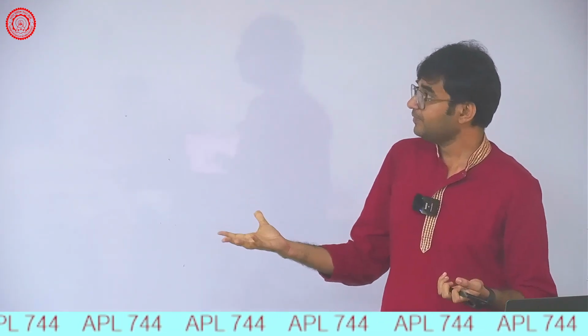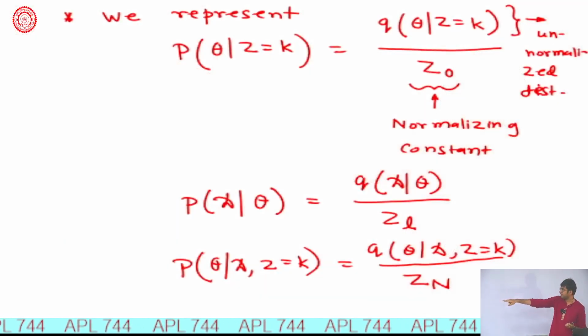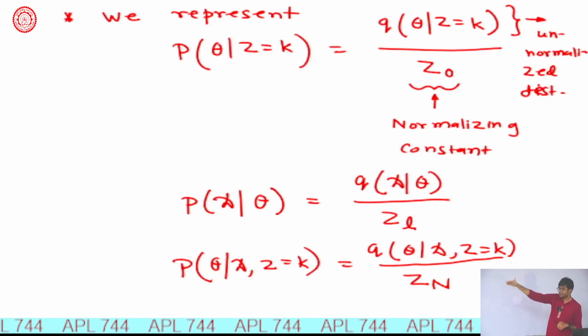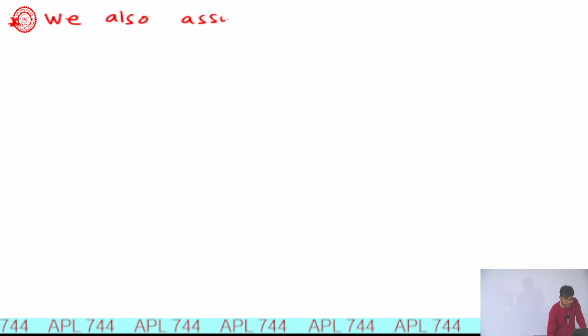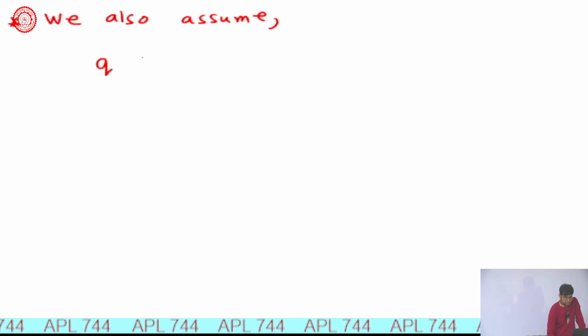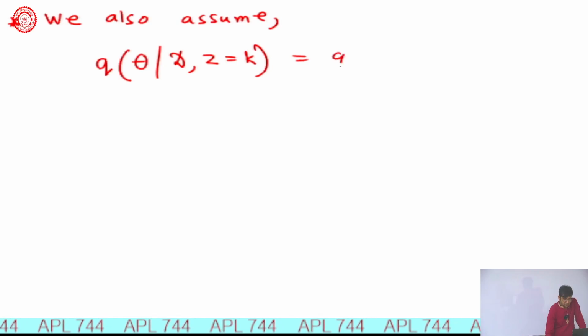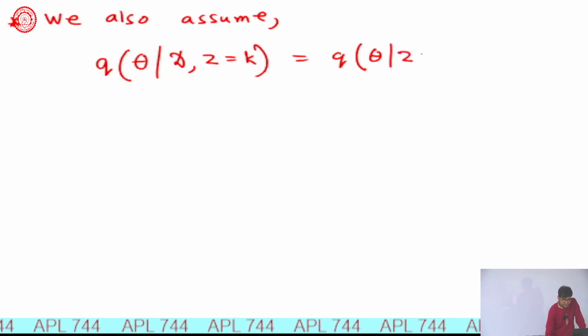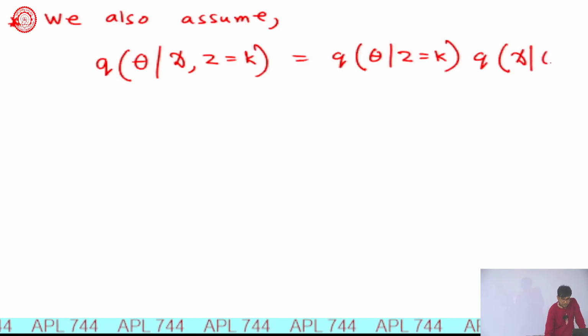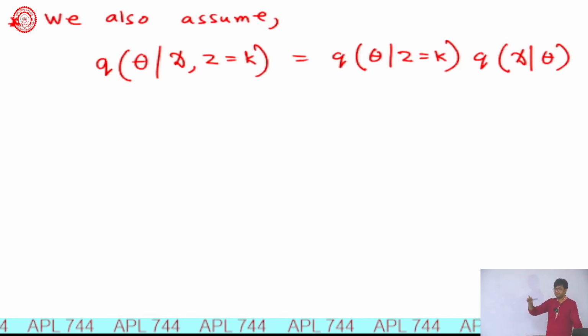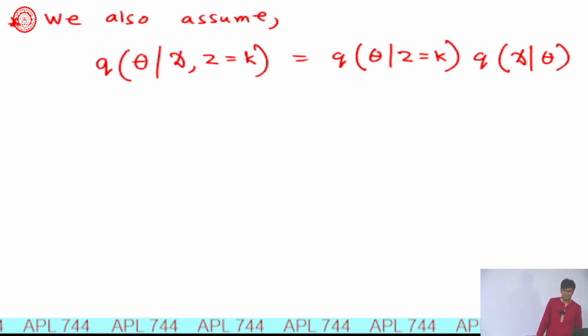We do one more thing. Now the last term, I can write it as proportional to the product of the other two terms. So, what we do here is that we also assume q theta given d is equal to q theta given z equal to k times q d given theta. That is, the unnormalized ones, if you do a product, you will get it. I am saying we assume, but actually you can prove it, it will hold, because it is a joint distribution.